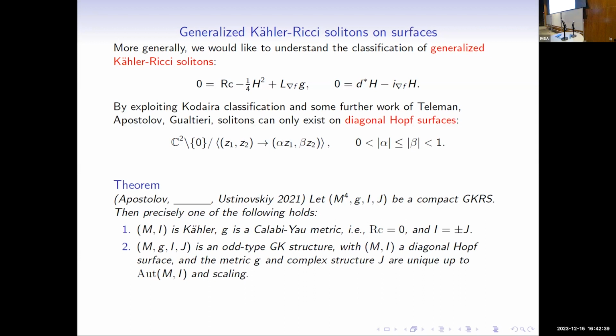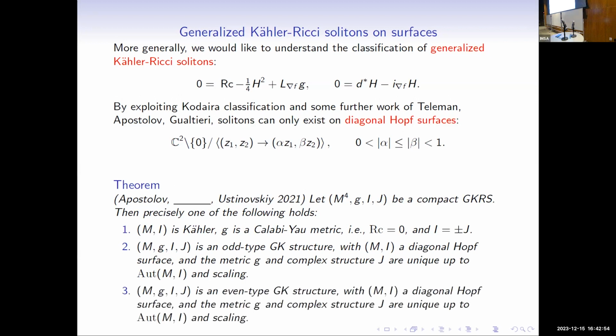(M, g, I, J) is an odd type generalized Kähler structure, which here just means that the 2 complex structures commute as endomorphisms. (M, I) is one of these diagonal Hopf surfaces, and the metric and complex structure are unique up to automorphism and scaling, or it's an even type generalized Kähler structure, with all the same characteristics. And the way I think of the theorem, of course, we do construct them as well. There is a soliton on every one of these Hopf surfaces, and it is unique, up to scaling and automorphism.